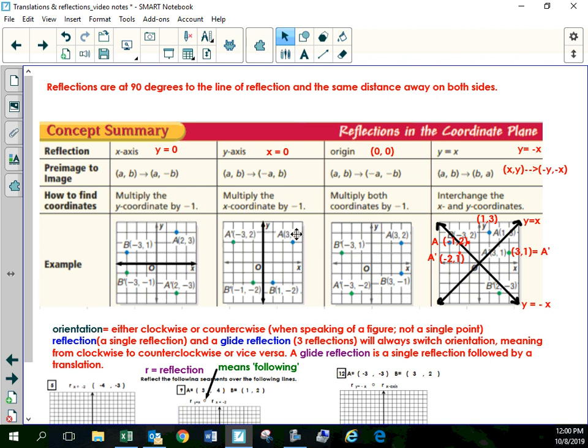Did the y's change? No. That's why you don't see the b's changing. They're the same. What switched? The x became opposite. So the x, or the A, becomes the opposite of A. That's your rule for reflecting over the y-axis.